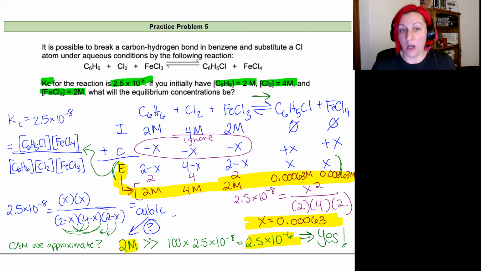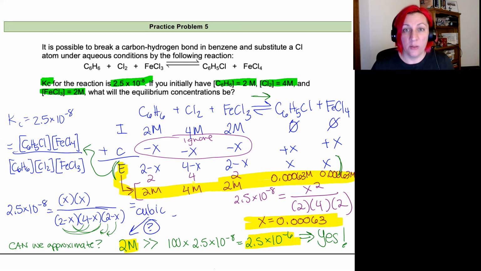And so that approximation step worked really well here. We had a really complicated problem to solve, but because that K value was so small compared to the concentration I'm starting with, I can easily approximate that my concentrations initially aren't going to change for those reactants, that just a small amount of them will.